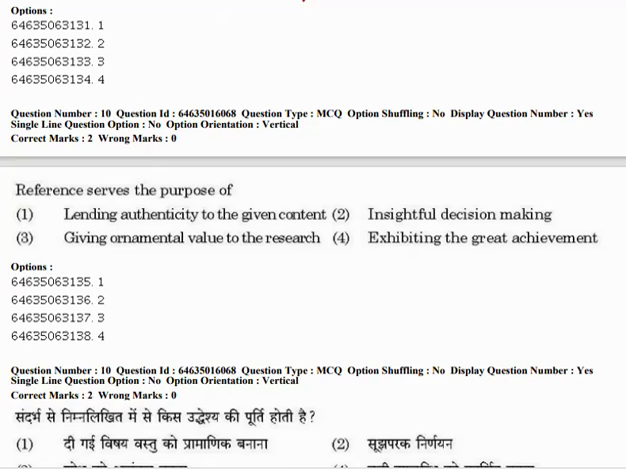Question number 10. Reference serves the purpose of lending authenticity to the given content, insightful decision making, giving ornamental value to the research, and exhibiting the great achievement. What will be the answer? This is not it, this is not it either. The correct answer is lending authenticity to the given content.